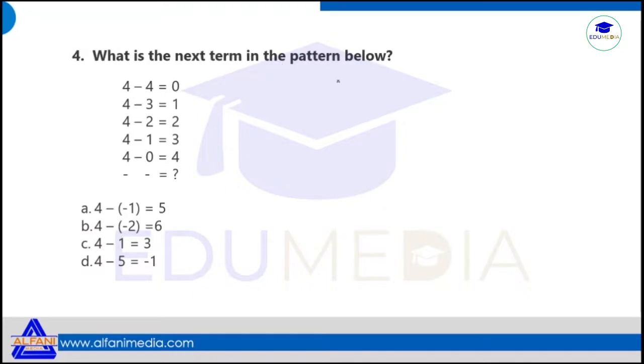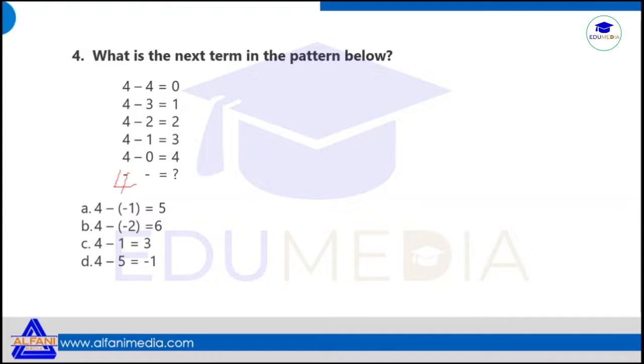The next question is, what is the next term in the pattern below? All right, so we are given a pattern. We're given 4 minus 4 equals 0, 4 minus 3 equals 1, 4 minus 2 is 2, 4 minus 1 is 3, 4 minus 0 is 4. Now when we look here, a number has been repeated. It means 4 has been repeated, so we can also repeat 4 here.